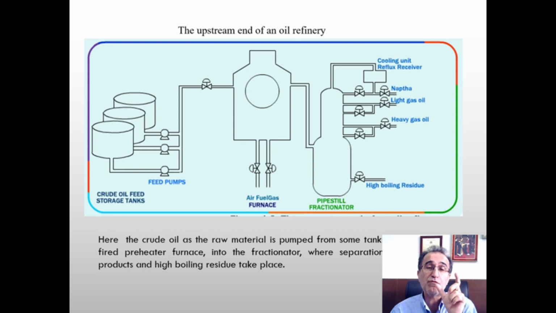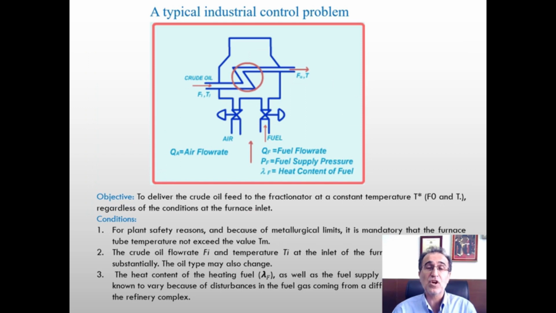We want to focus on one of the important aspects of this, which is this heater or this furnace as an industrial control problem. This is the furnace in the middle that you saw. So the crude oil comes with some flow rate Fi and initial temperature Ti, and then needs to be heated up to some Fo and To. So the Fo and Fi will be defined by fractionation, but the delivered temperature is the objective. So the objective is to deliver the crude oil feed to the fractionator at some constant temperature.